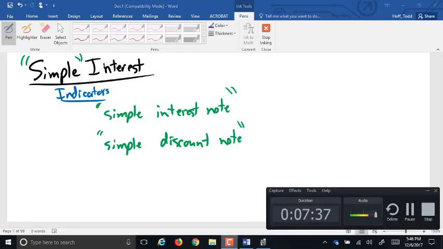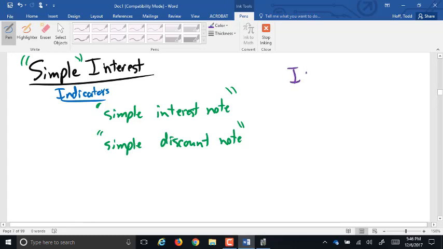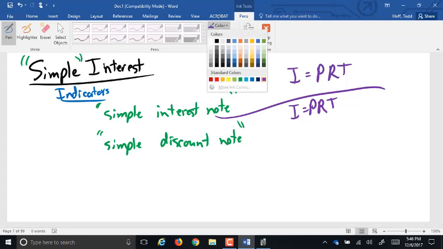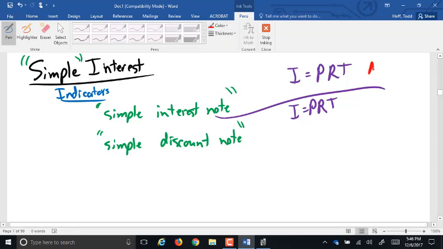The formulas that go along with simple interest, I equals PRT. That's the simple interest note. For simple discount note, it's still I equals PRT. But remember, what we're finding there is a discount. For simple interest, it's maturity value equals principal plus interest. For simple discount note, it is proceeds equals principal minus discount.